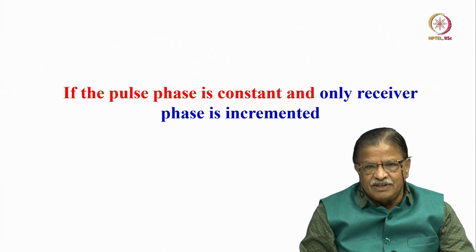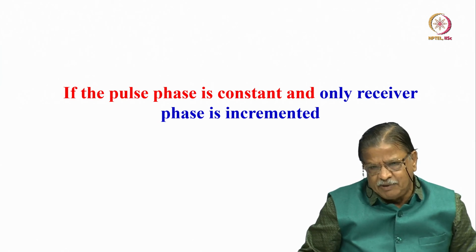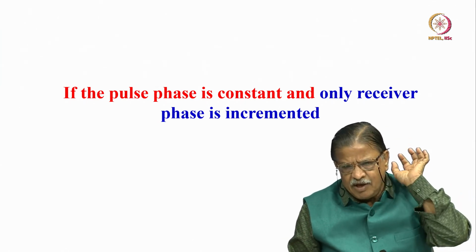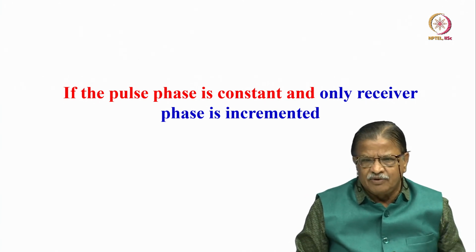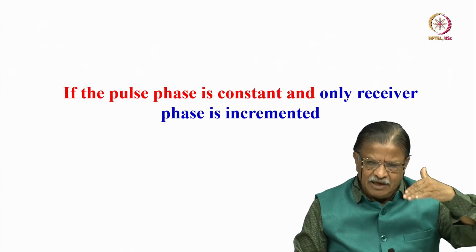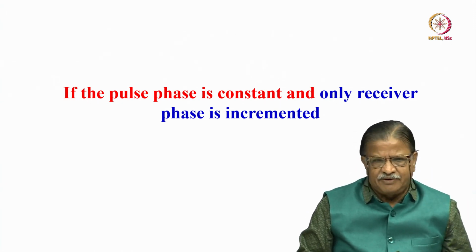So if the pulse phase is constant, you may ask me a question. Yes, I was trying to do an identical experiment, Cyclops, where the pulse phase and receiver phase both are identical for all the 4 scans. Keep incrementing the pulse phase, and identically increment the receiver phase. It is a very simple sequence.